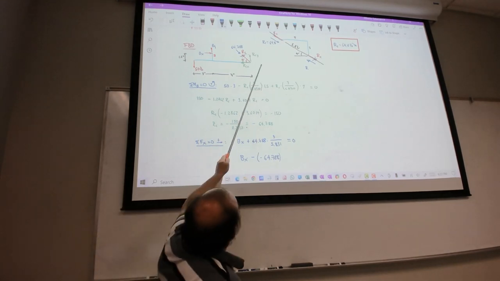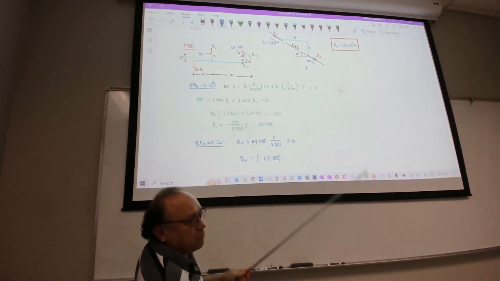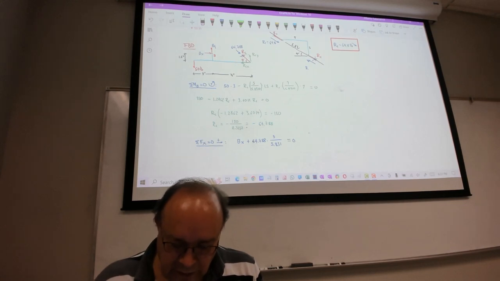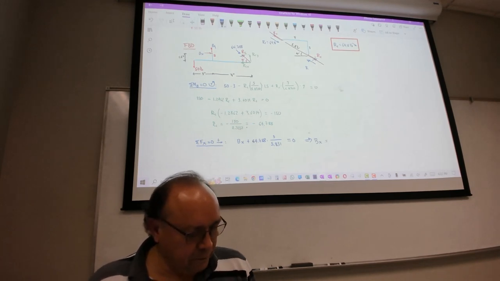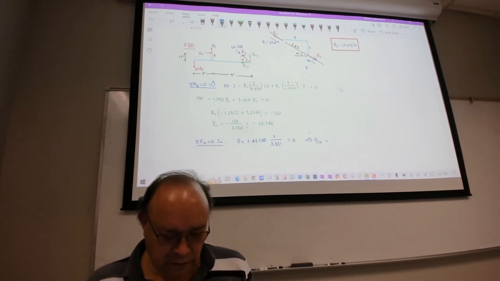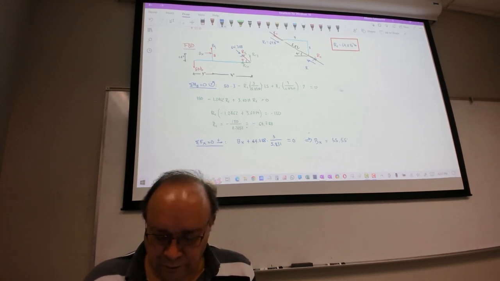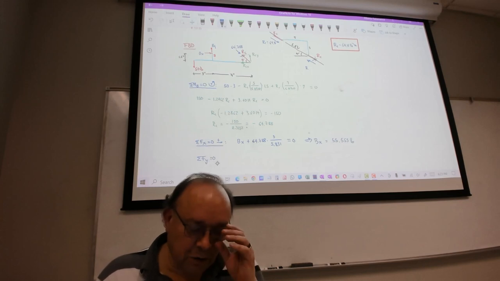What you can never do is use this direction and use the negative, because this negative belongs to the red arrow. Make sense? Be very consistent with that. Anyway, it's the same, so I'm going to erase this. From here you get that Bx is equal to 64.788 times 5 divided by 5.831, which equals 55.555 pounds. That's Bx.